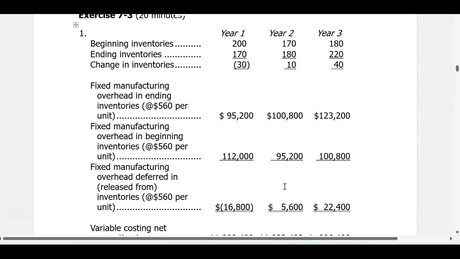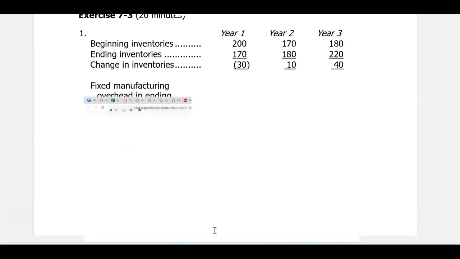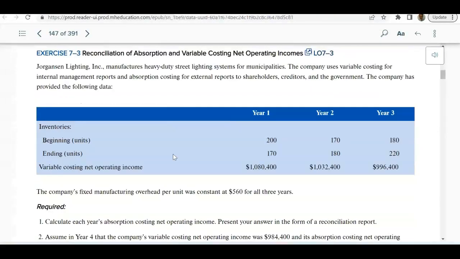Okay, let's do 7.3. Here is a reconciliation of absorption and variable costing net operating income. The company manufactures heavy-duty street lighting. The company uses variable costing for internal management. Remember, I said variable costing is for internal management only, and absorption costing is obviously for external reporting, right? The company has provided the following data.